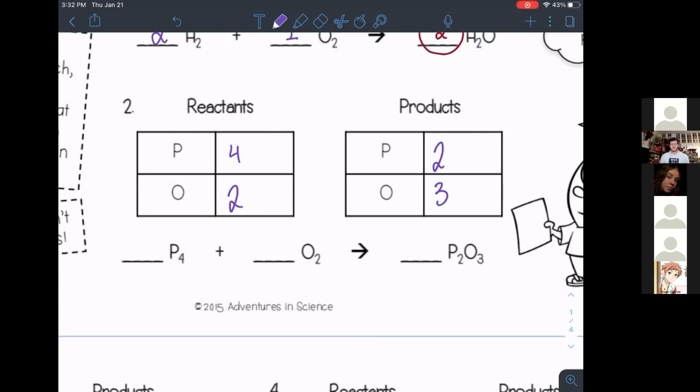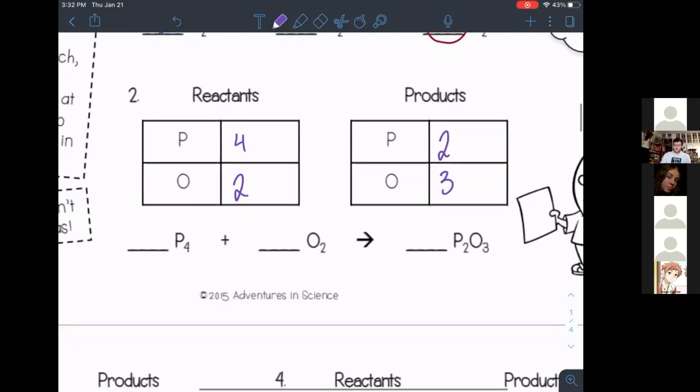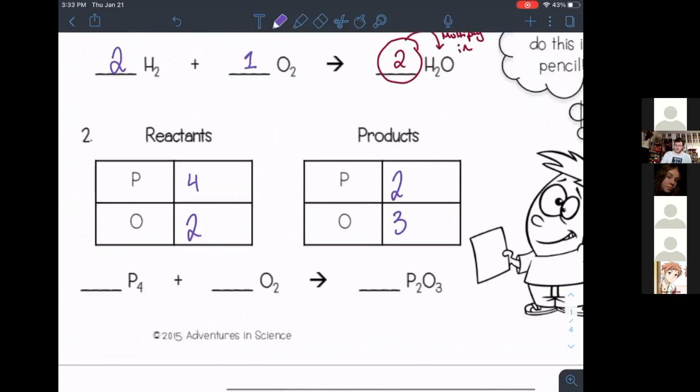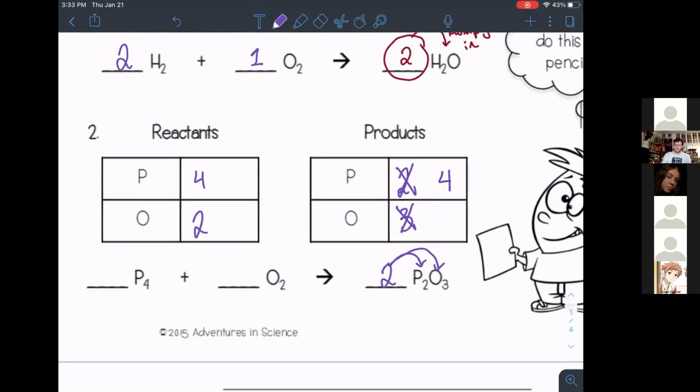I added another set of the product to make the phosphorus match. Perfect, so now we have 2 instead of 1, so when that 2 distributes into both the phosphorus and the oxygen, how many phosphorus do you have? 4. 4, awesome. How many oxygens do you have? 6. 6, awesome. So our phosphorus match. Our oxygens, do they match?